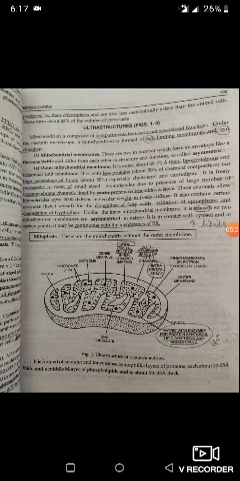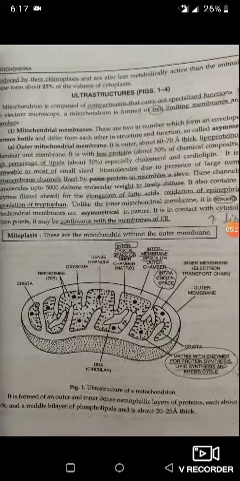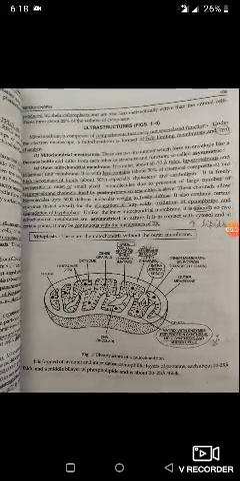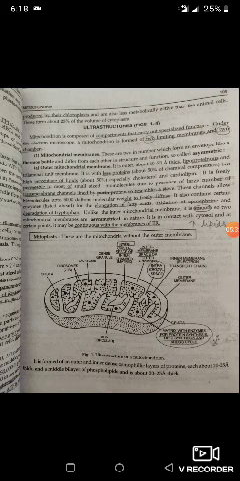Here we can see, this is the diagram. In it, the outer membrane shows pore-like structures present on it. This is the outer membrane, and the circular part I have mentioned is the intercristal space. What is crista? Cristae are the compartments present in the inner membrane. These are formed by the involutions of the inner membrane.